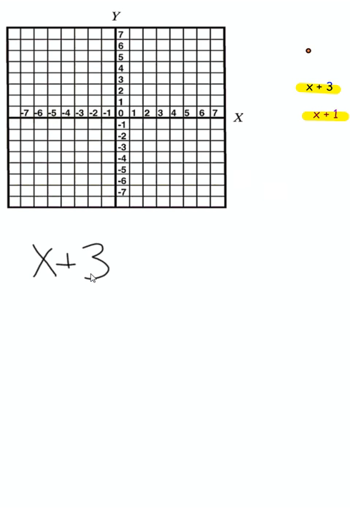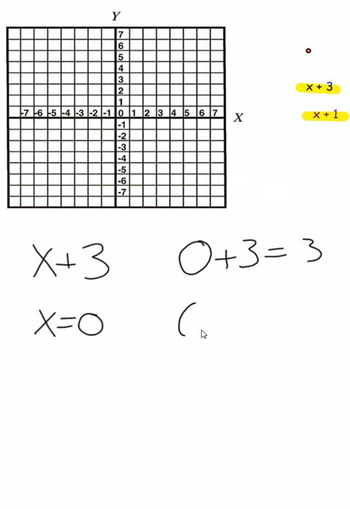Now you only need 2 points in order to graph a line, and these are linear equations. So a great place to always start is our y-intercept when x equals 0. And all you need to do is substitute it into our equation. So when x is 0, we get 0 plus 3, which equals 3. So our first point is 0, 3. And we're going to go ahead and graph that onto our coordinate plane here. We're going to grab this and we're going to do 0, 3.